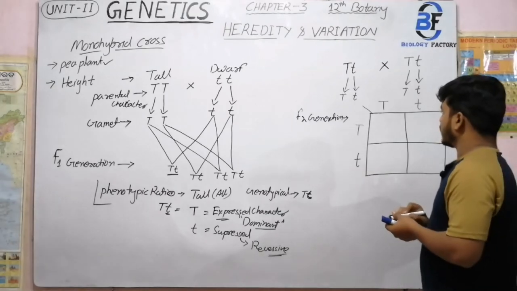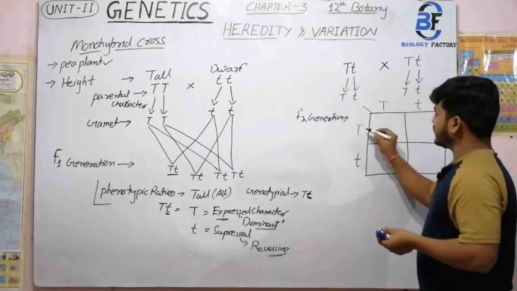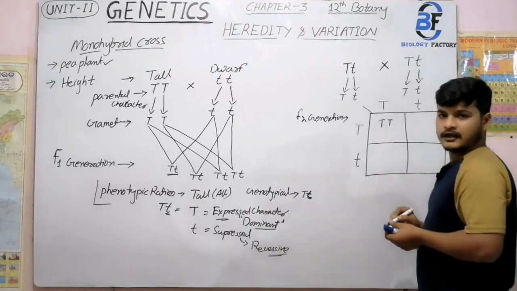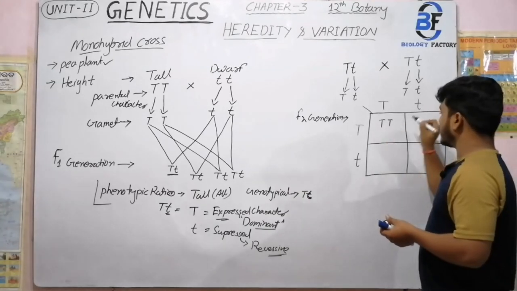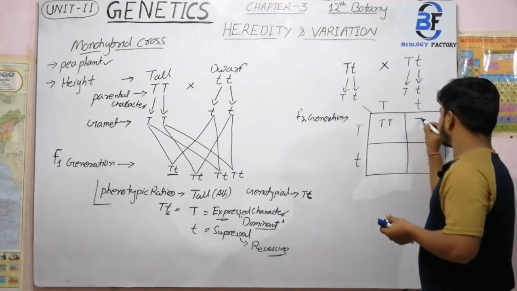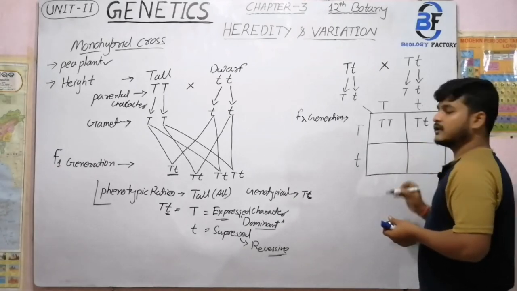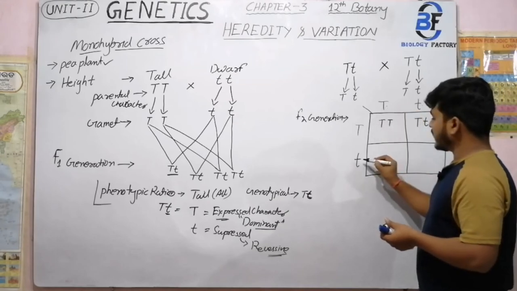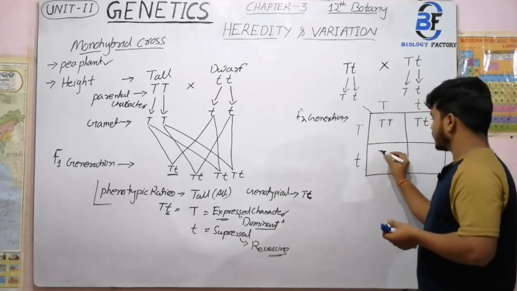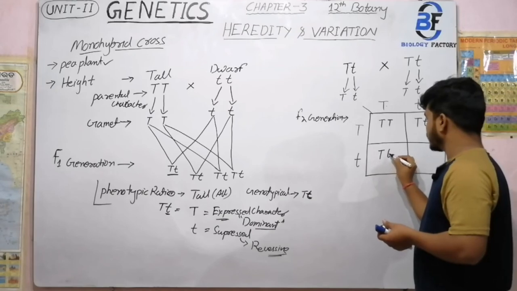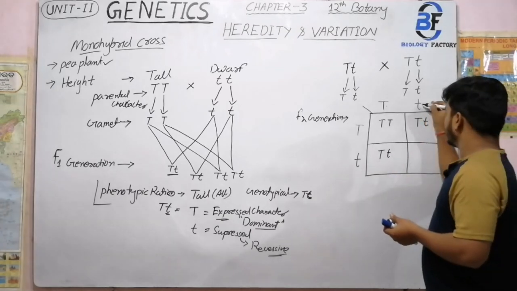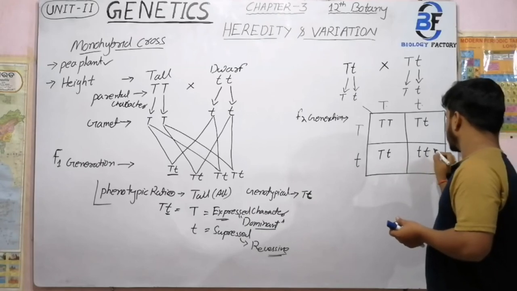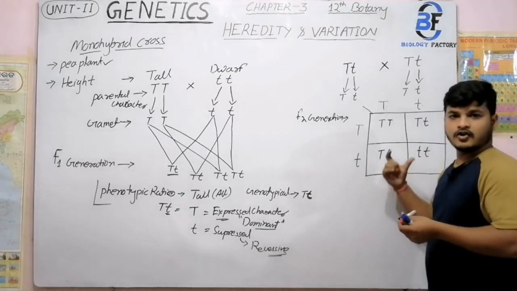If we cross the first capital T with the first capital T, then the resultant is capital T, capital T. If we cross the small t with the capital T, the resultant is capital T and small t. Next, if the capital T is again crossed with the small t, then the resultant is capital T, small t again. If the small t is crossed with the small t, the resultant is small t and small t. It is the cross factor.